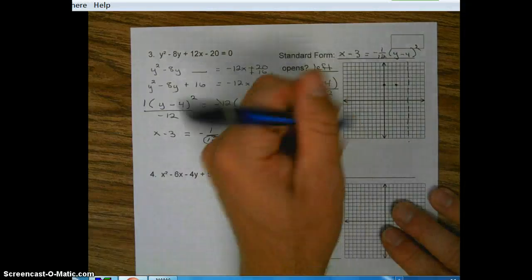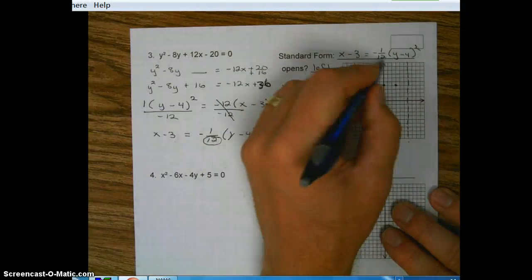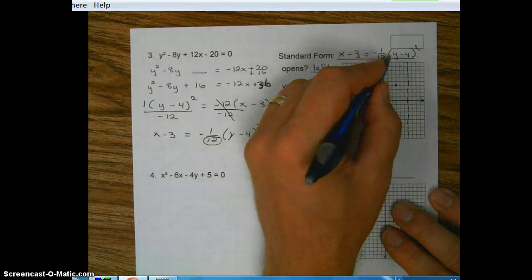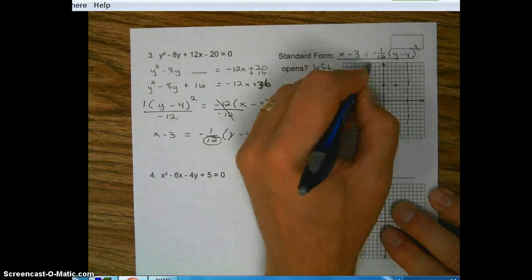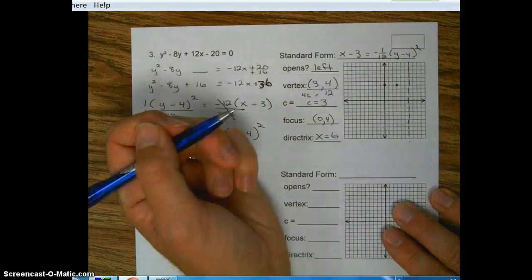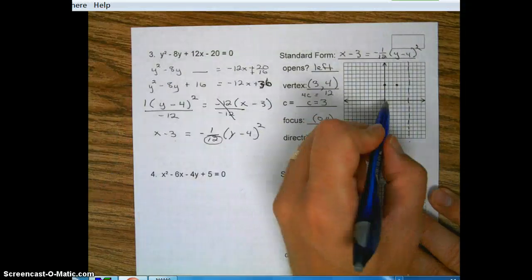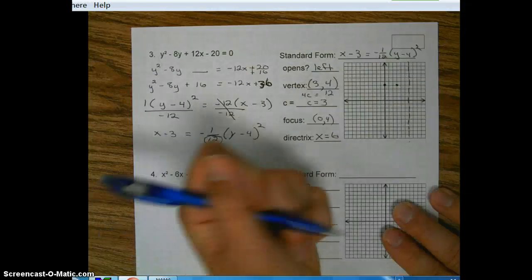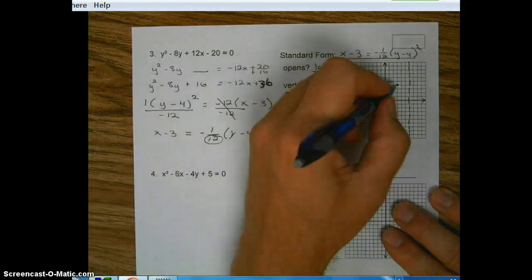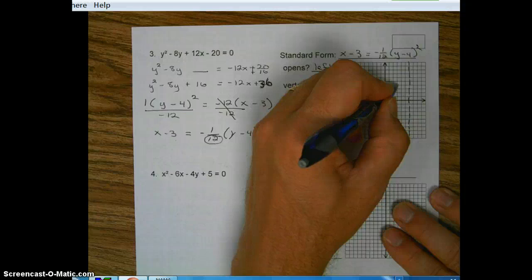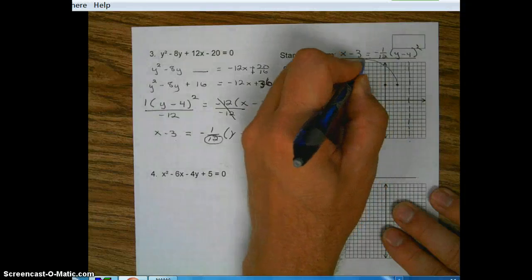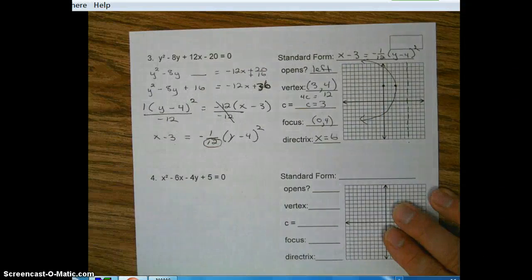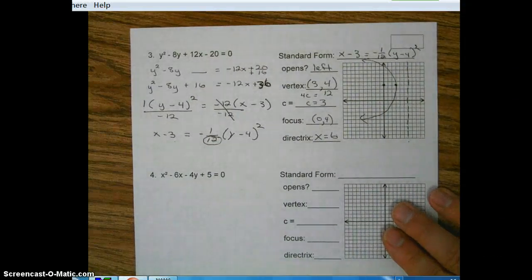Okay, and now to get these other points, since I don't have anything to go by on this one, you could do it a couple different ways. You could plug 0 in for x and solve for y. But let's talk about that a little bit later. For right now, we're just going to sketch a nice wide parabola opening up to the left.